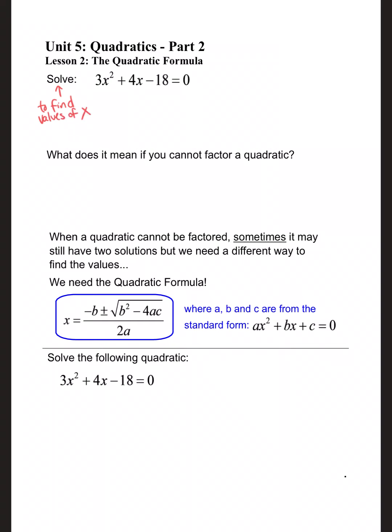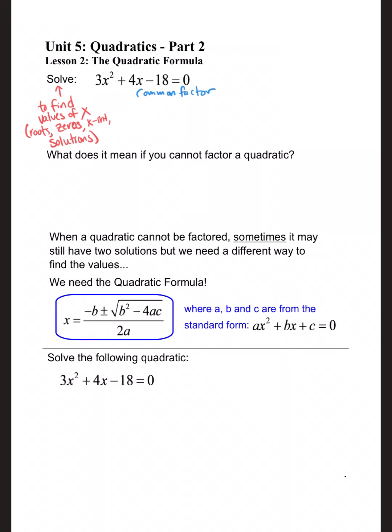So those values of x, we call them our roots, our zeros, x-intercepts, or solutions. All those words mean the same thing, but when you're asked to solve a quadratic, that is what you're looking for, your zeros. Okay, so if we look at this, it looks like it's a complex trinomial. So we should always first try to common factor.